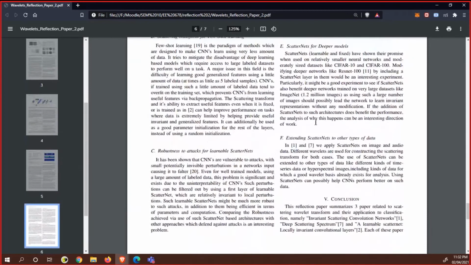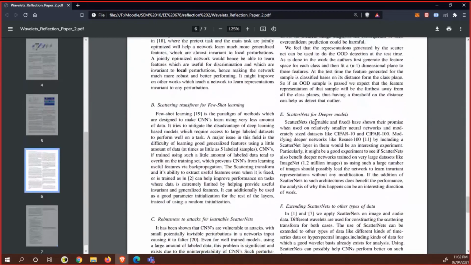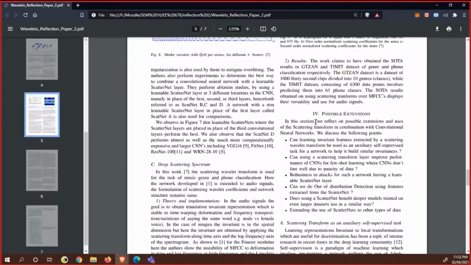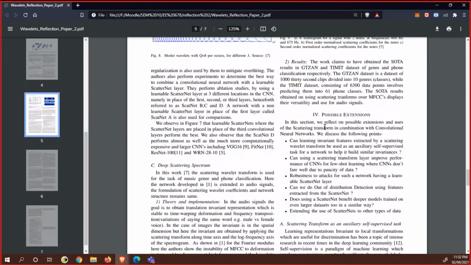So now we move on to the possible extensions that we think could be taken from now onwards. And please Shubham, continue.